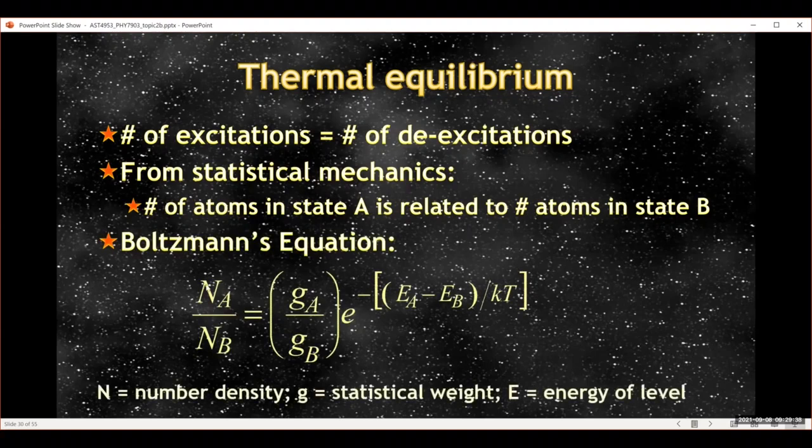And so what we've got here is the number density of atoms in state A compared to the number density of atoms in state B. These are statistical weights for those two states, and these are the energies. When we're looking at our equivalent widths, we can actually apply an equation like this and start to understand how many atoms we've got by looking at the amount of energy we have in the two states.